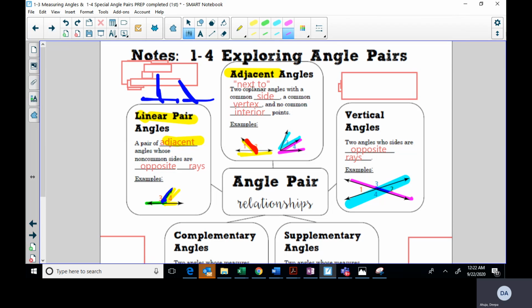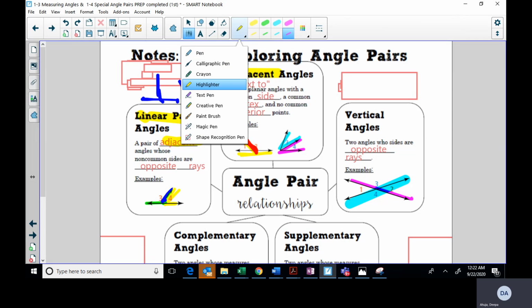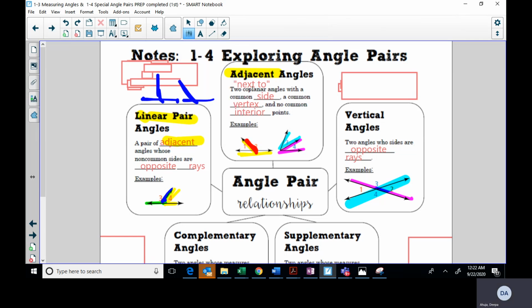Now we are saying we will see four angles being formed. Where are those four angles? Let's look at them. We have angle 1. This is one angle. We have angle 2. We have angle 3. And we have angle 4.